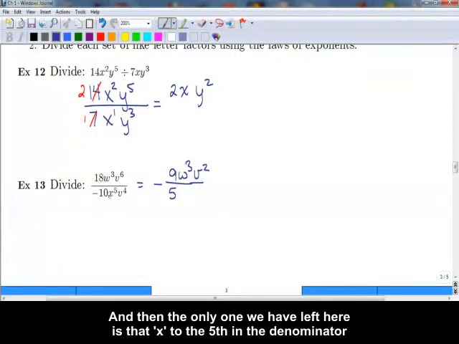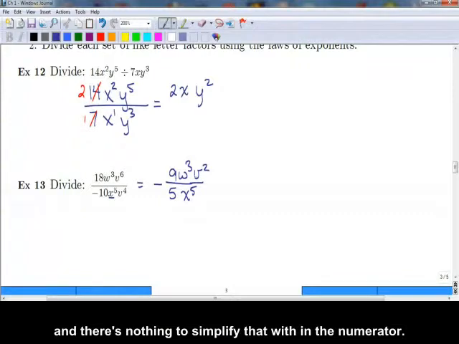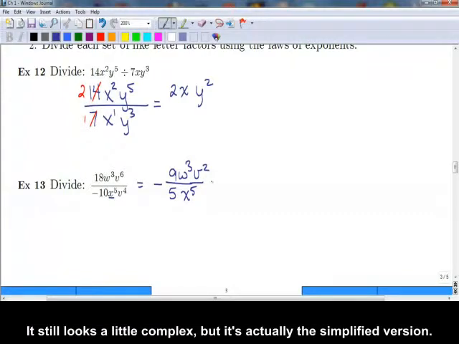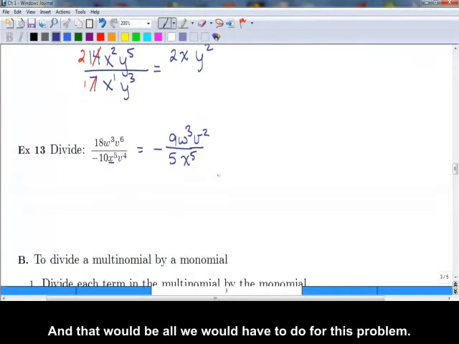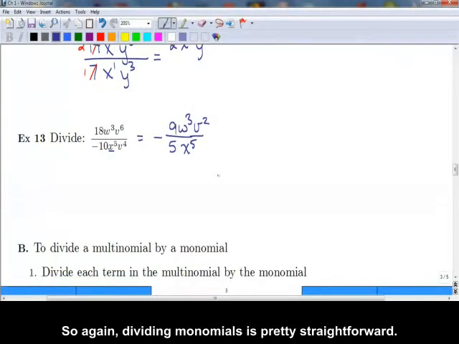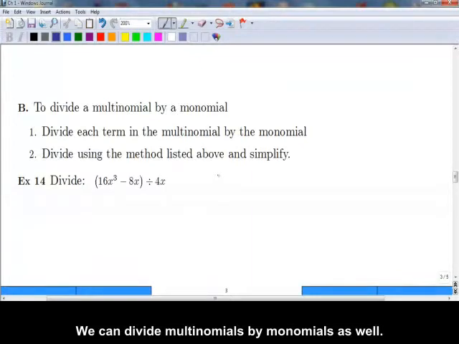And then the only one we have left here is that x to the fifth in the denominator, and there's nothing to simplify that with in the numerator. So this is our simplified version. It still looks a little complex, but it's actually the simplified version. And that would be all we would have to do for this problem. So again, dividing monomials is pretty straightforward. We can divide multinomials by monomials as well.